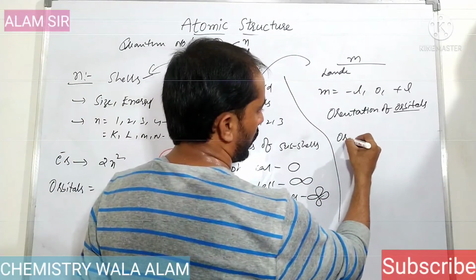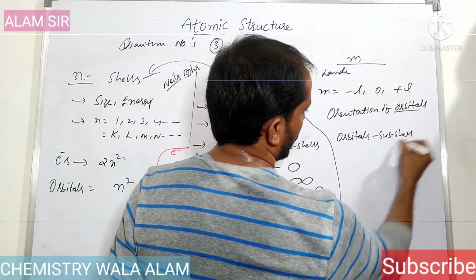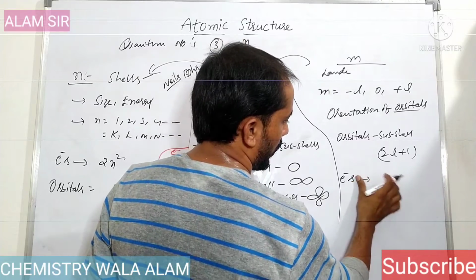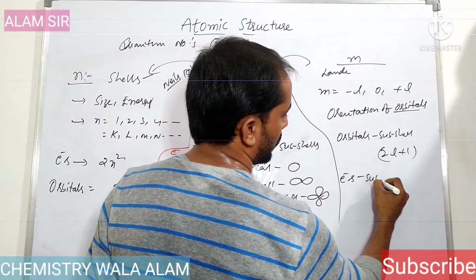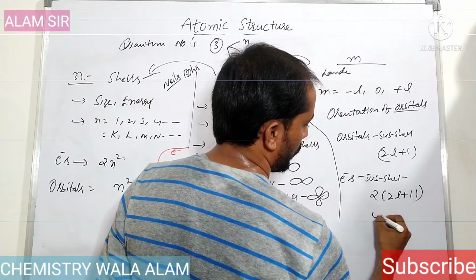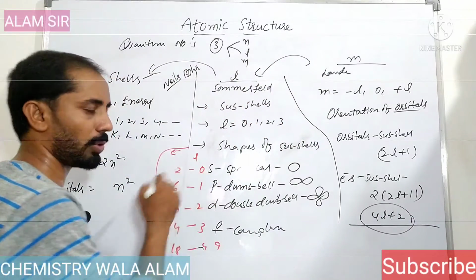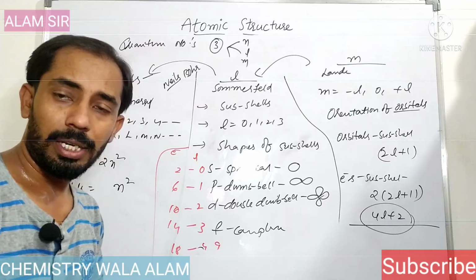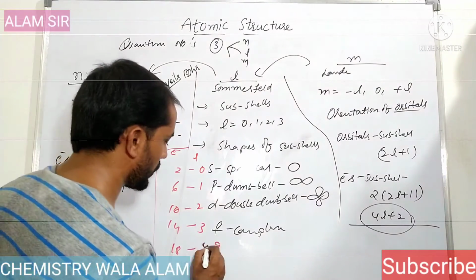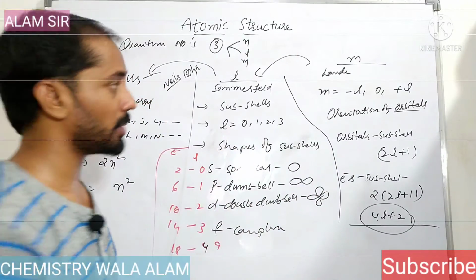The number of orbitals in a given subshell equals 2l plus 1, and the number of electrons in a subshell equals 2 into 2l plus 1, which equals 4l plus 2. Based on this, the s orbital has 2 electrons, p orbital 6, d orbital 10, f orbital 14, and g orbital 18 electrons. Additionally, we will discuss the spin quantum number.